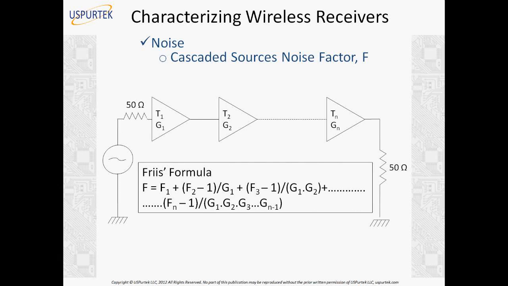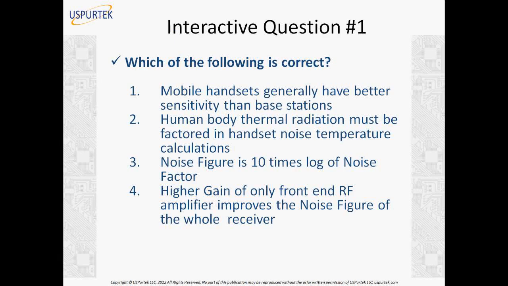Now before we move on, let's pause for a while and try to answer this question. Which one is correct here? Mobile handsets generally have better sensitivity than base stations. Human body thermal radiation must be factored in handset noise temperature calculations. Noise figure is 10 times log of noise factor. Higher gain of the front end RF amplifier improves the noise figure of the whole receiver. So please type in the right answer here.